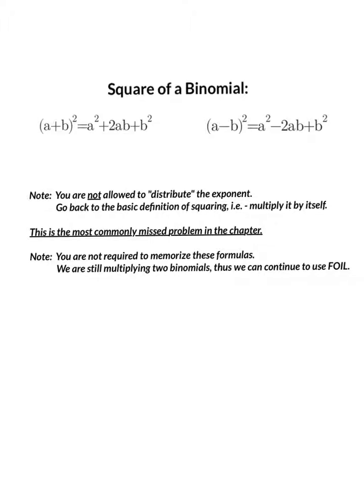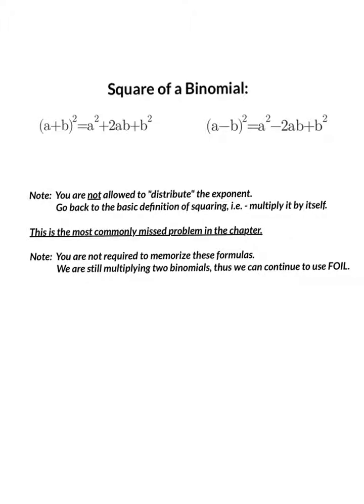A couple of things to note in this section: you are not allowed to distribute the exponent. You don't just square A and square B and then you're done. Because what do we do when we multiply two binomials? We have to FOIL: first, outsides, inner, and last. The same thing is true when we square it. We are multiplying a binomial by itself, i.e. another binomial, and so we will have to FOIL. I will say that this is the most commonly missed problem in the chapter.